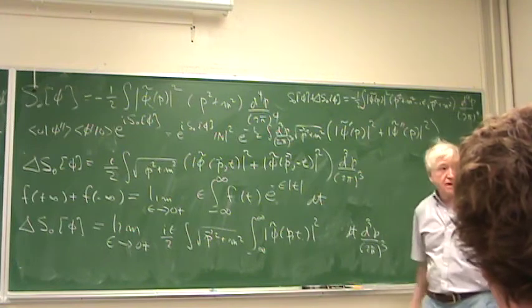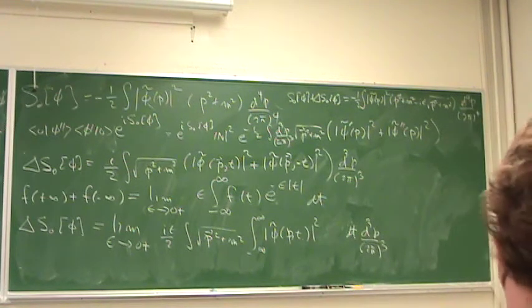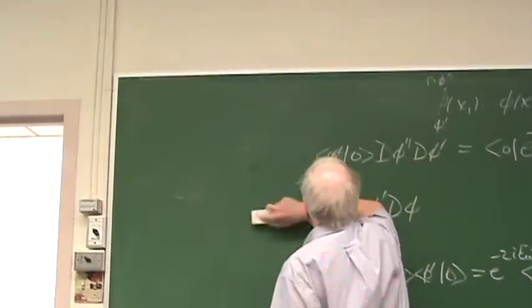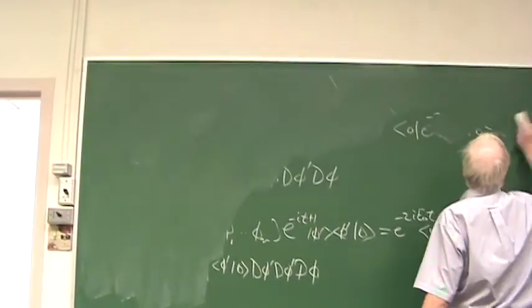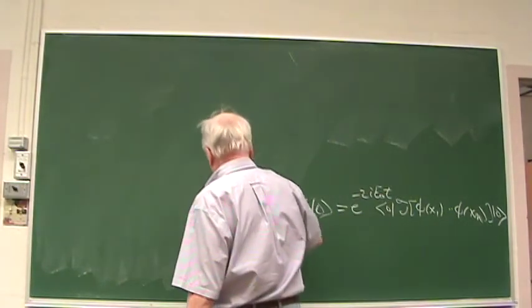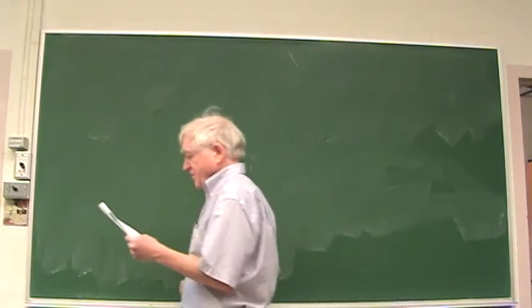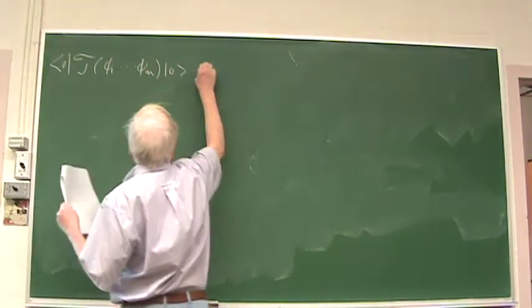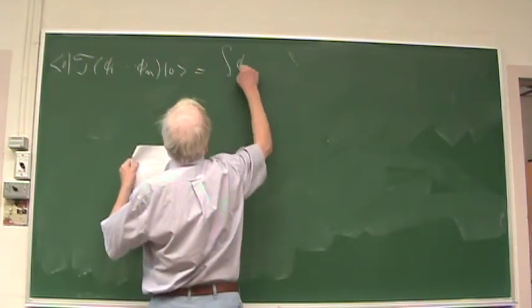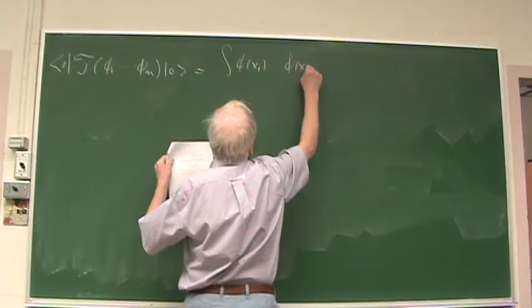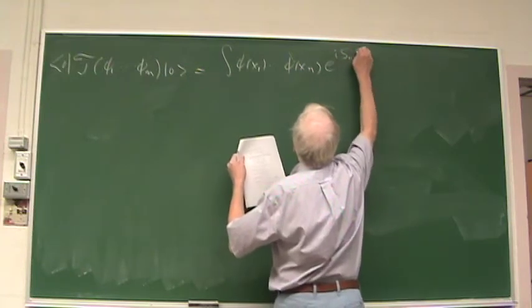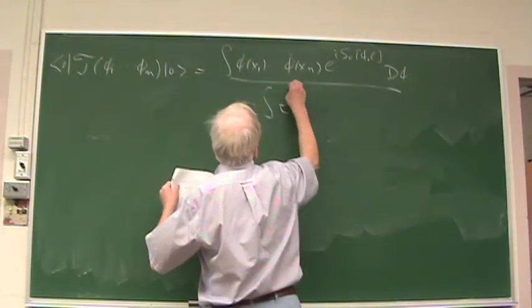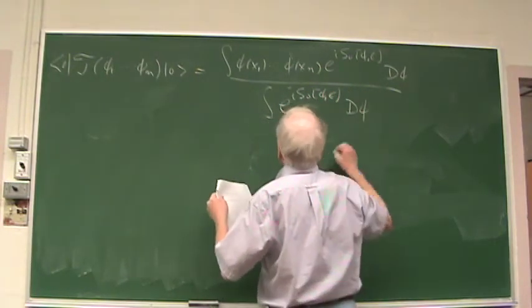And so our formula then for the time-ordered product, at least for free field theory, time-ordered product, let me just write it as phi 1 through phi n, is an integral of phi of x1 dot dot dot phi of xn e to the i S0 of phi and epsilon d phi, over the integral of e to the i S0 of phi and epsilon d phi.